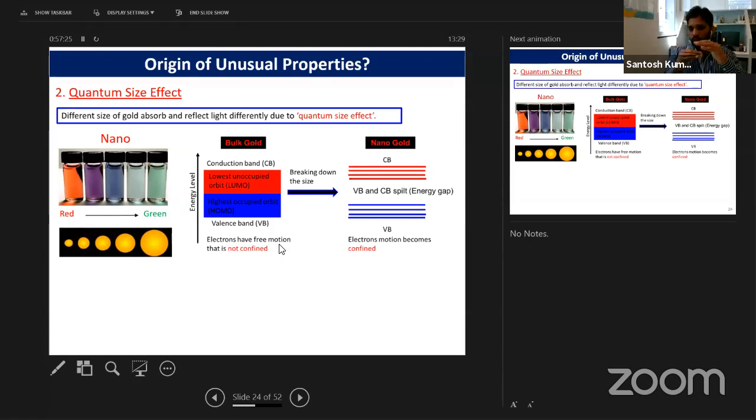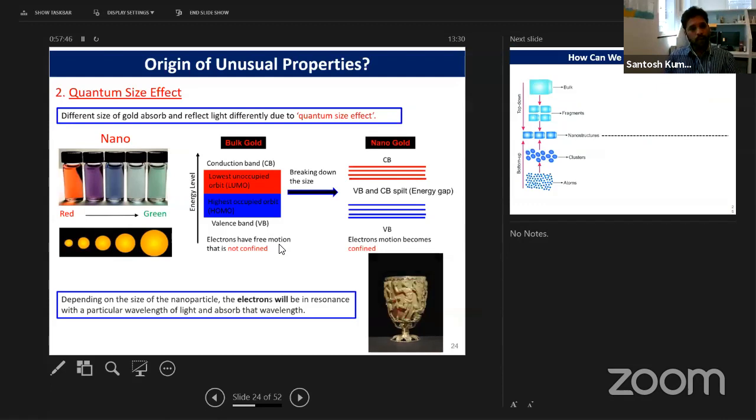The energy levels squeeze each other and create a gap, which is called the energy gap, or band gap. So these metals can act as a semiconductor at the nanoscale. That's strange. We never learned that, right?